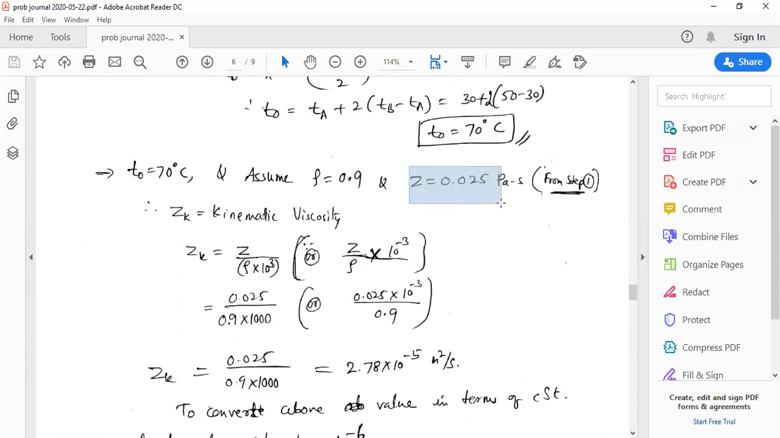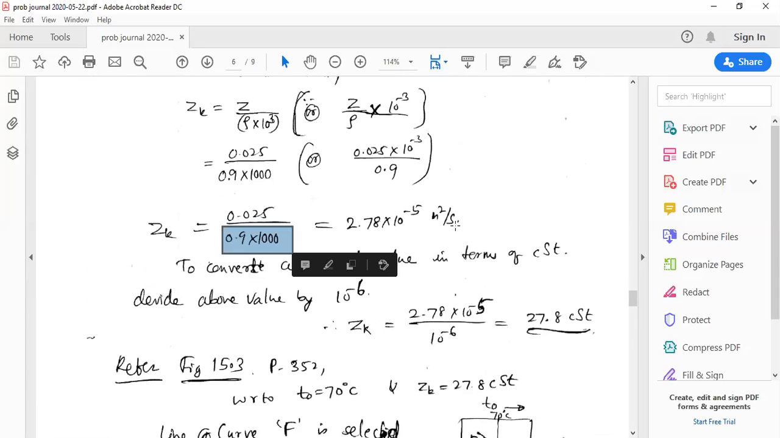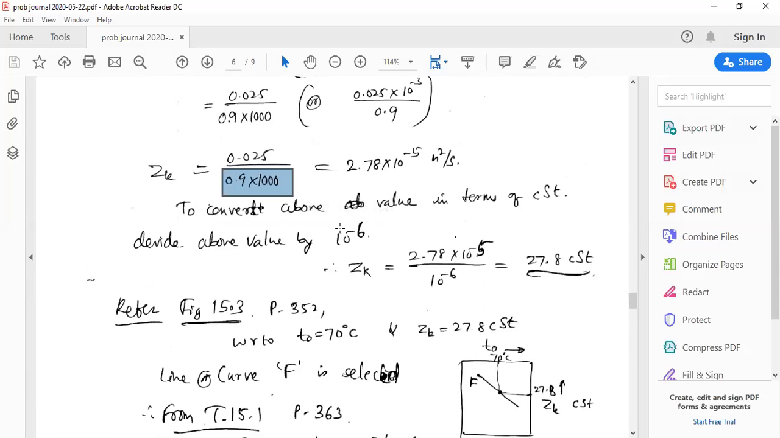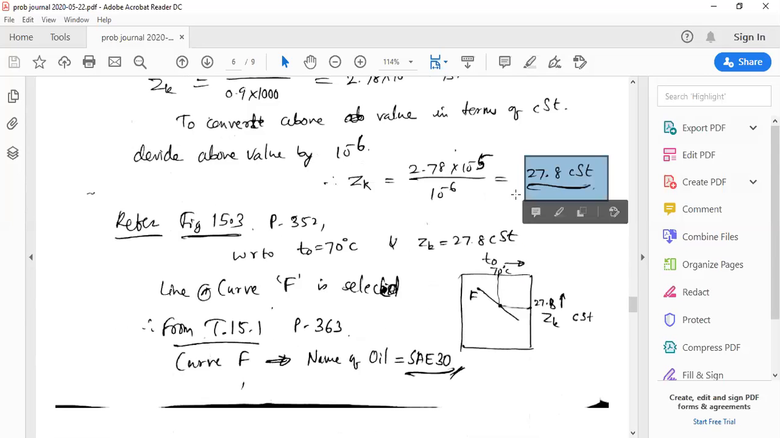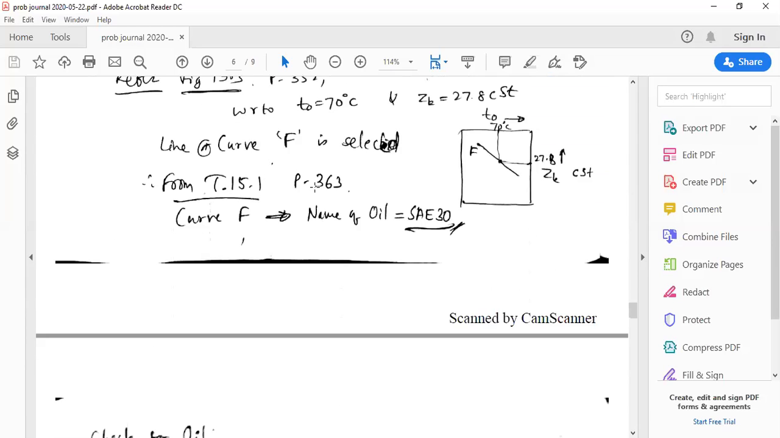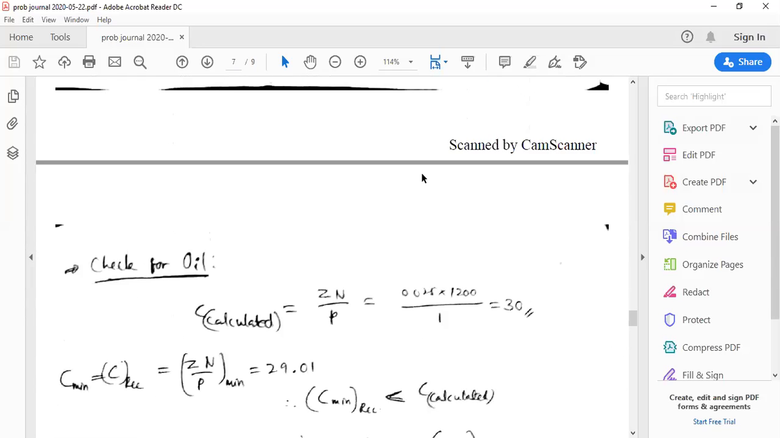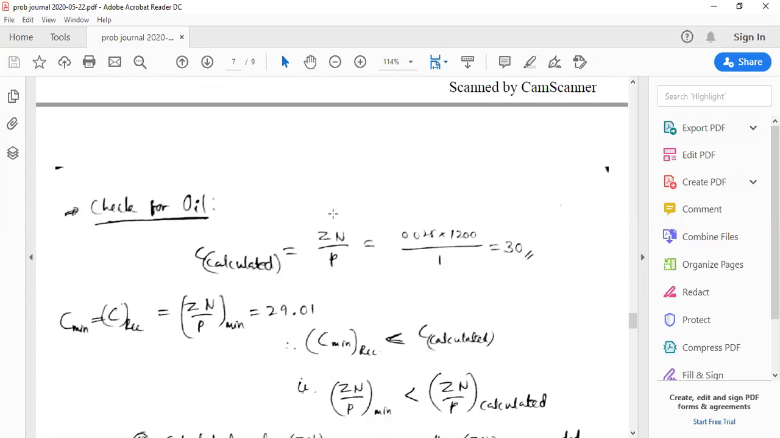Anyway, the absolute viscosity is known. Absolute viscosity is converted into kinematic viscosity by dividing absolute viscosity by the specific gravity multiplied by 1000, which is in terms of meter square per second, and that is divided by 10 raised to minus 6, so that is in centistokes. So with respect to this value and operating temperature, the curve is selected first, and then table number 15.1 gives the name of the oil, which is SAE 30. In some cases, you may get that name as SAE 40 also, no doubt. So no problem, you can proceed.